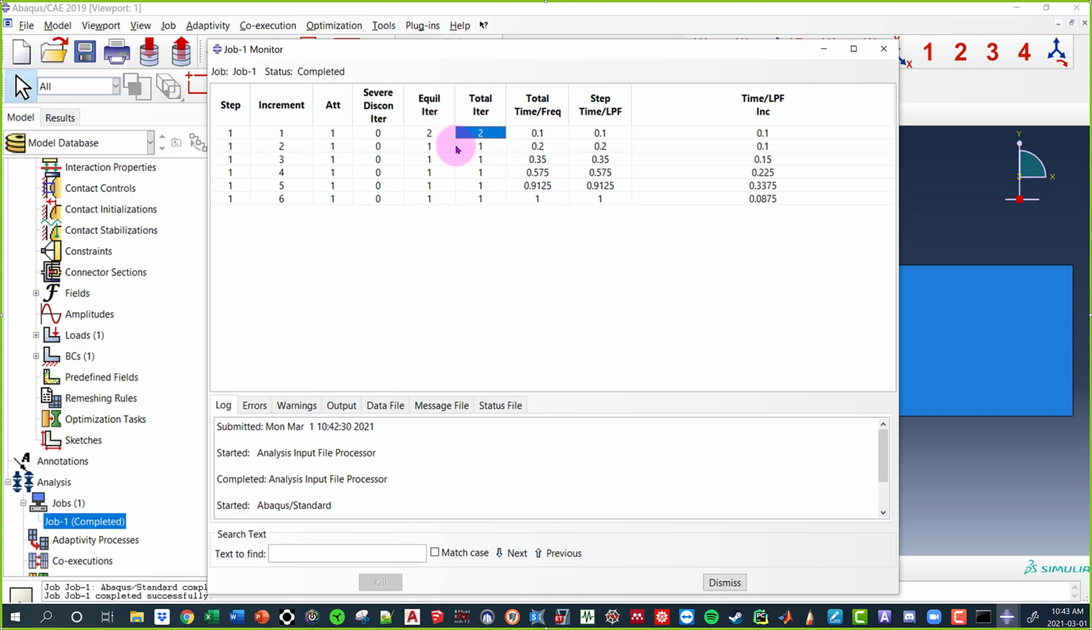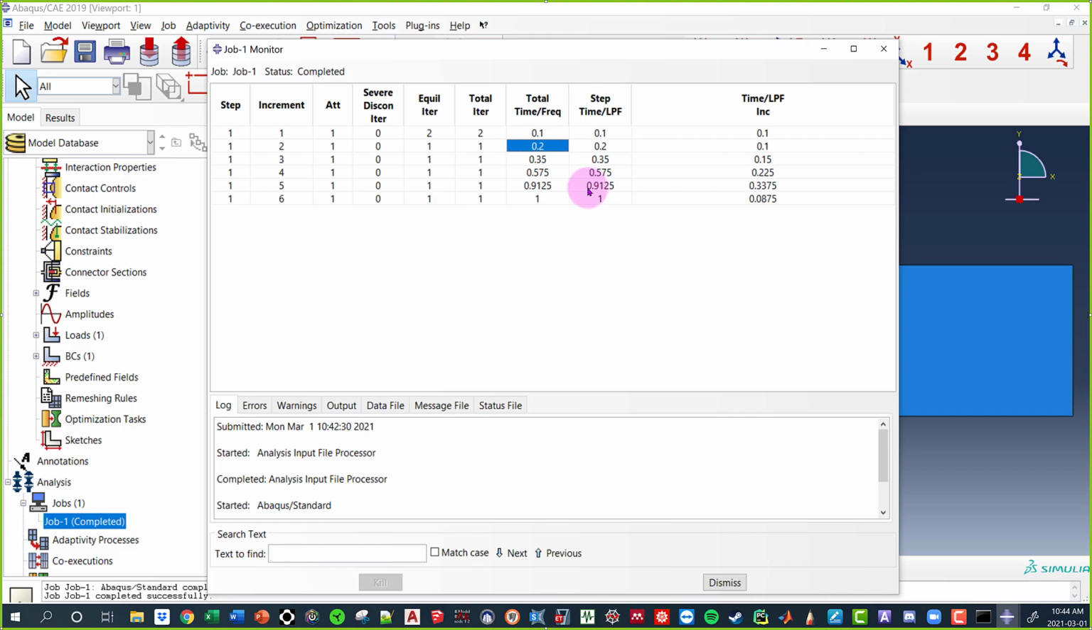These total iterations, this is the Newton-Raphson method. This is how many total iterations it took, the Newton-Raphson method, to go from 0 kilonewtons to 0.1 kilonewtons. Now it says, okay, good. Now we're going to move on to the next step. In the next step, it wants to go from 0.1 kilonewtons to 0.2 kilonewtons. How many iteration attempts did it take? Well, it only took 1.